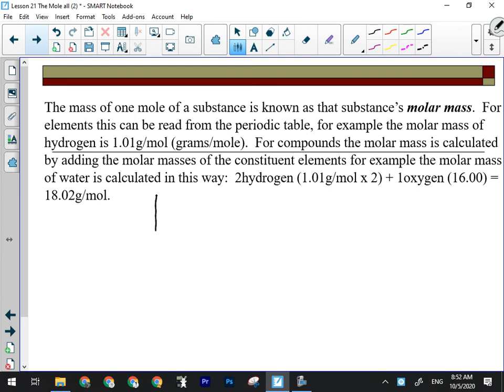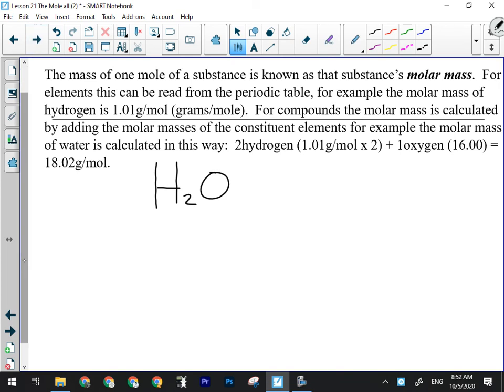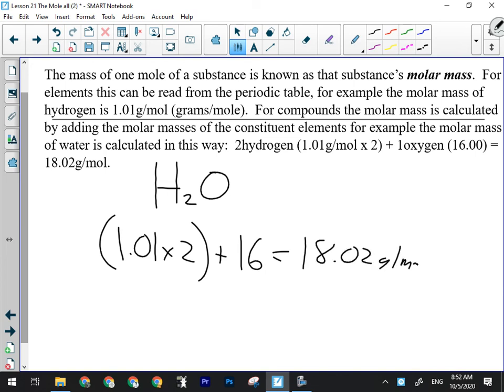For something like water, that has 2 hydrogens and 1 oxygen, it's pretty easy to figure out what the mass of 6.02 times 10 to the 23 molecules of this stuff would be. All I do is I take the individual parts and add them together. How many hydrogens are in this molecule? 2. All right. Each hydrogen is 1.01 grams. So multiply that by 2 because there are 2 of them. And I add that to the molar mass of 1 oxygen, which is 16 if you look at the periodic table. That means that if I have 1 mole of water, it will have a mass of 18.02 grams. So the molar mass of water is 18.02 grams per mole.